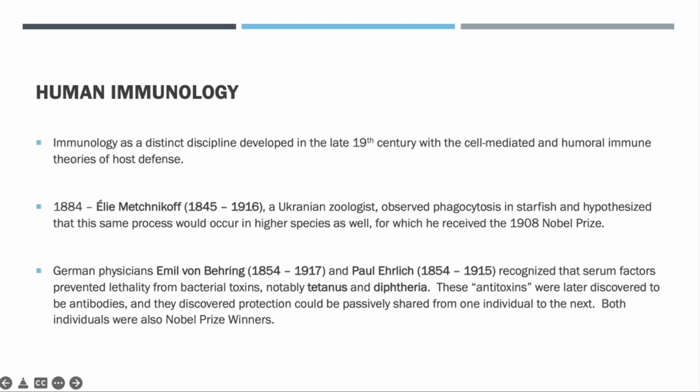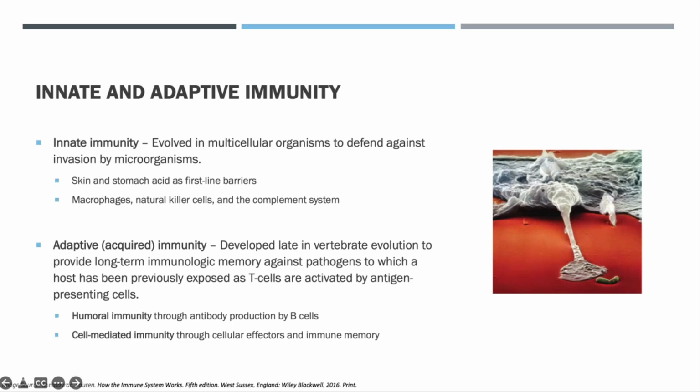There were a couple of German physicians, notably Behring, who recognized that serum factors prevented lethality from bacterial toxins, notably with tetanus and diphtheria. These antitoxins were later discovered to be antibodies, and they could be passively shared from one person to the next, which has to do more with passive immunity that I'll talk more about in a bit as well. Of course, thinking about the immune system, we have our innate and adaptive immunity.